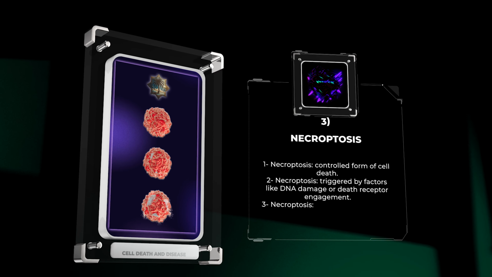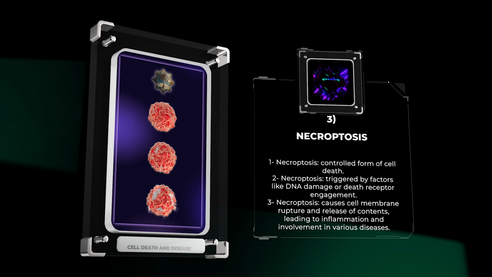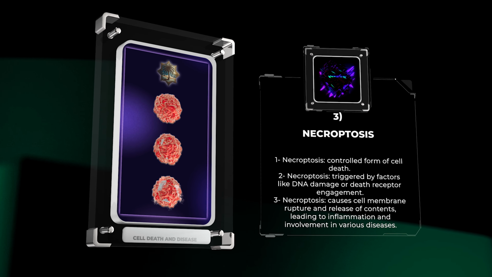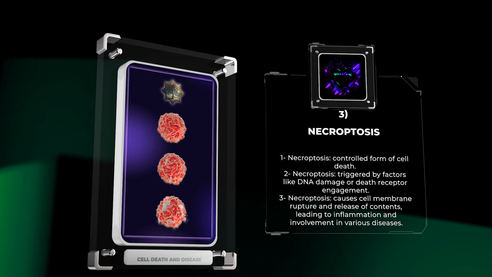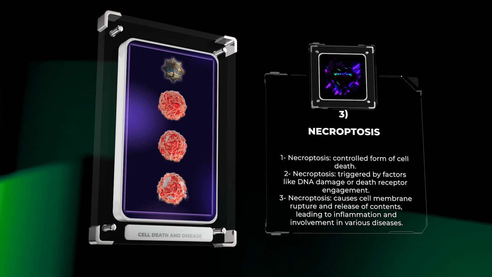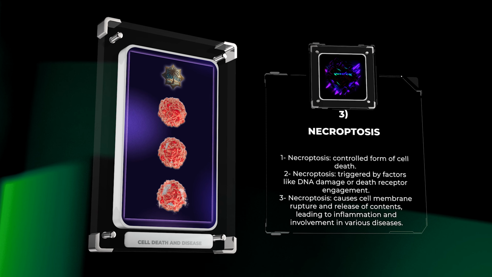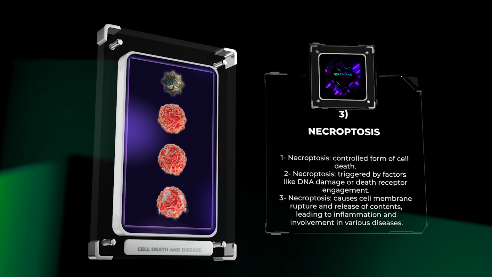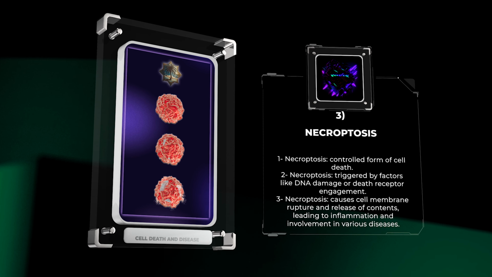Necroptosis is a controlled form of cell death that involves certain proteins, like RIP1, RIP3, and MLKL. It can be triggered by different factors, such as DNA damage or death receptor engagement. Necroptosis causes the cell membrane to rupture and release its contents, leading to inflammation and playing a role in various diseases.